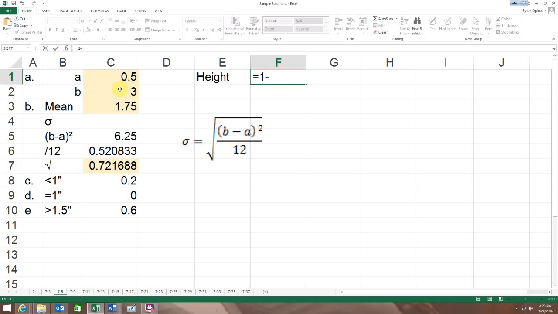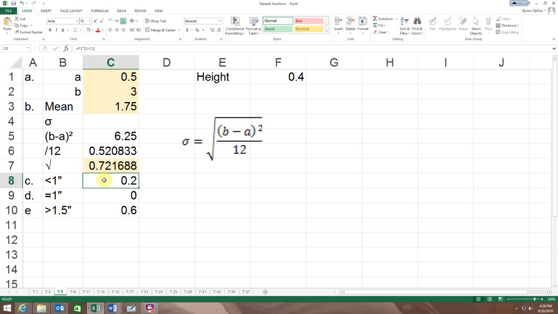b minus a. I've got to put those in parentheses. Oh, I think it's supposed to be 1 divided by. I keep hitting that minus instead of the divided by. Okay, so 0.4. And so for less than an inch, it's simply going to be equal to my height times, in parentheses, 1, because that's the number that I'm looking for, minus my bottom parameter, I guess you would say. So that's equal to 0.2.